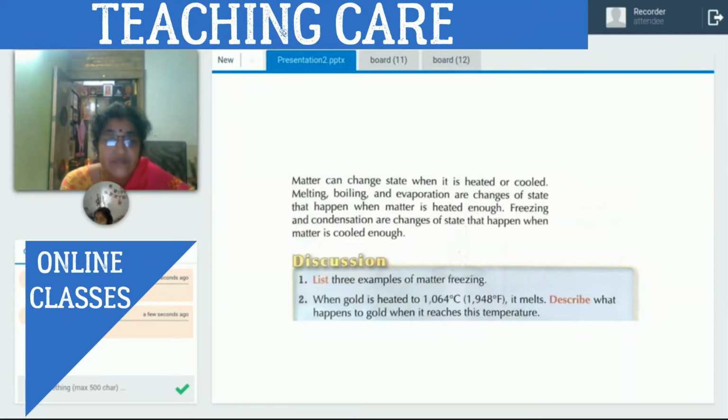Matter can change state when it is heated or cooled. Melting, boiling, and evaporation are changes of matter that happen when matter is heated enough. Freezing and condensation are changes of state that can happen when matter is cooled. We don't have this part.